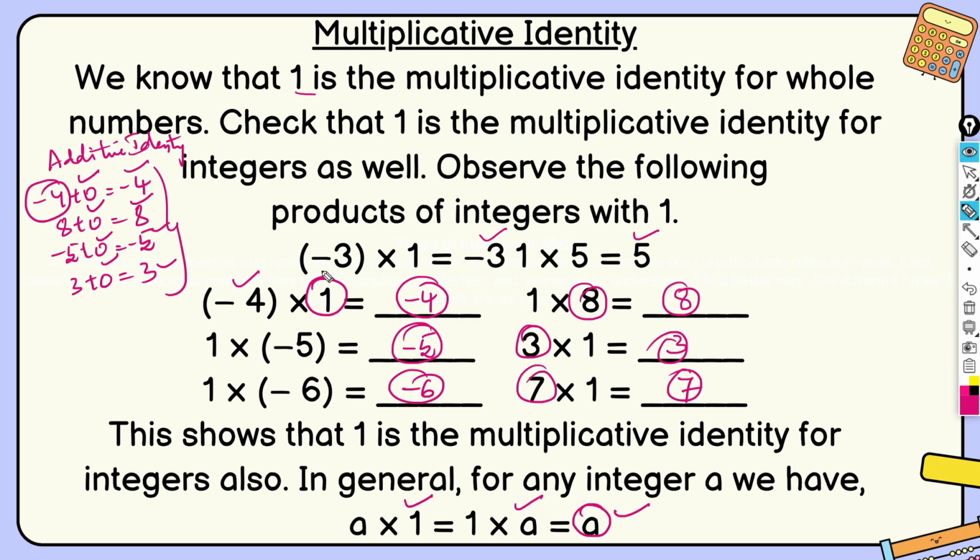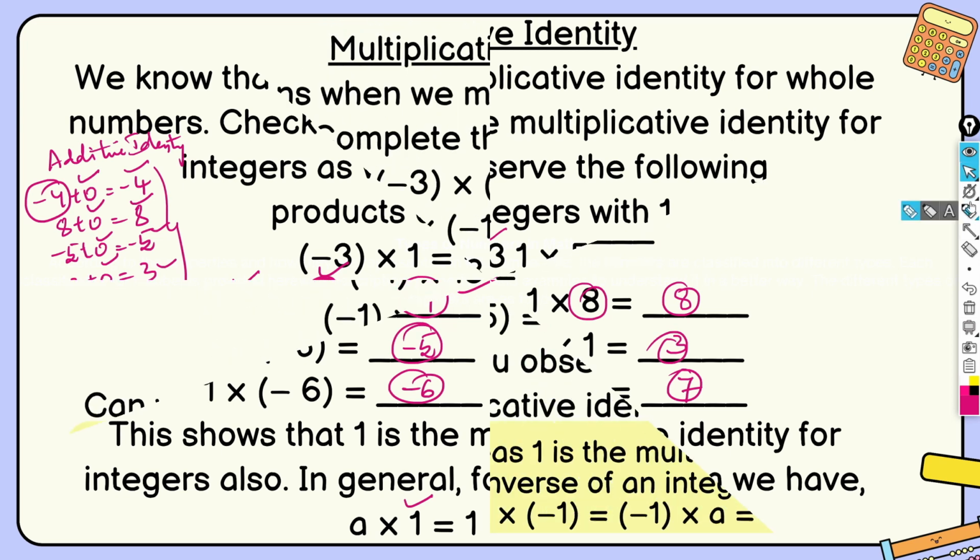Similarly, 1 is the multiplicative identity because when we multiply an integer with 1, we get the same identity of the integer. So please don't get confused. 0 is the additive identity, whereas 1 is the multiplicative identity.